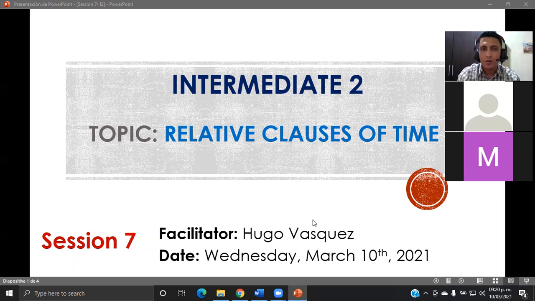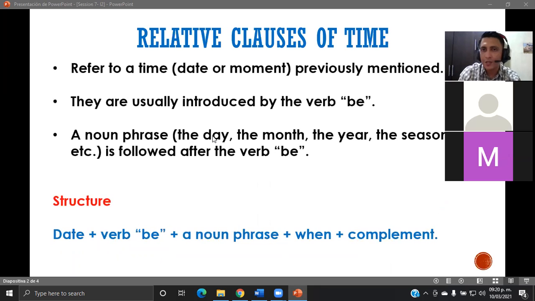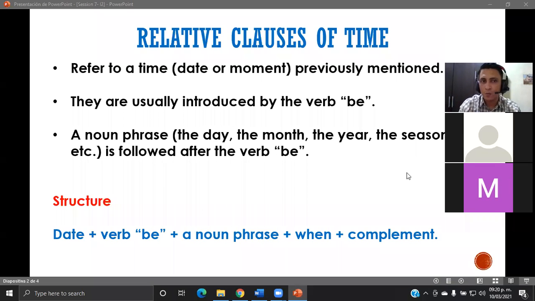Okay, well, we're talking about relative clauses of time. Let me summarize what we have done so far, in case you joined us a couple of minutes ago. We were saying that we use relative clauses of time to refer to a specific time, date, or moment previously mentioned. They are usually followed or introduced by the verb be. That is another aspect that we have to take into account.